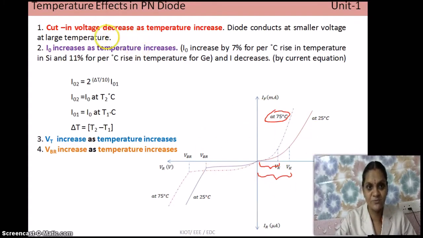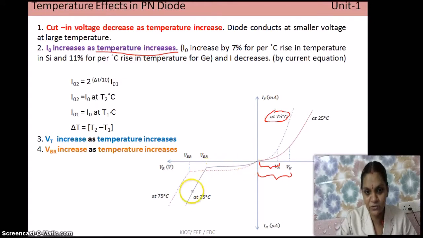The first point is clear, and the second effect is that I0 increases as temperature increases. As I already said, temperature has a major effect on minority carriers. In the reverse bias condition, the current flowing through the diode is only due to minority charge carriers. That current is represented as I0. It is also called the reverse saturation current or leakage current. This I0 increases as temperature increases.